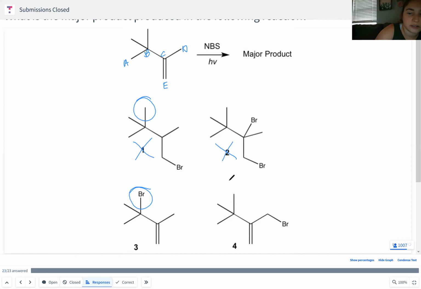So the only one here that showed us the abstraction of a hydrogen, sorry, I almost knocked my computer over. Oh, my heart jumped up into my throat. Okay.